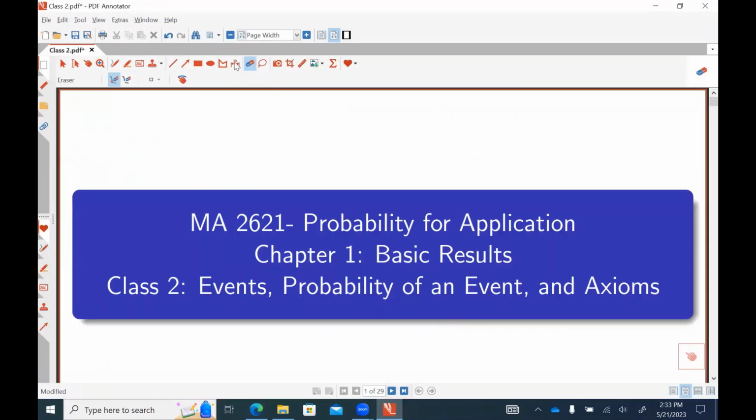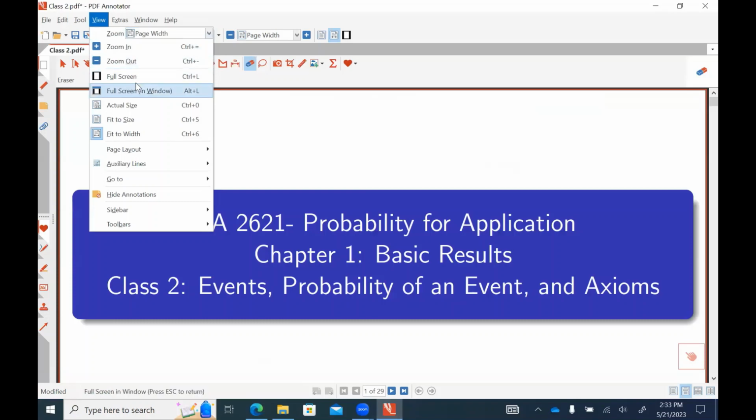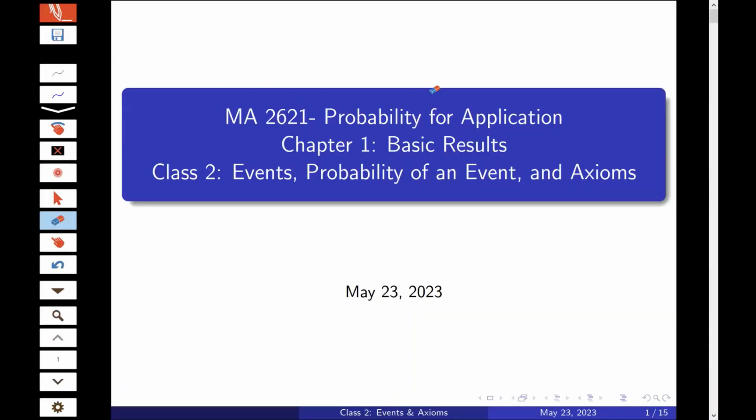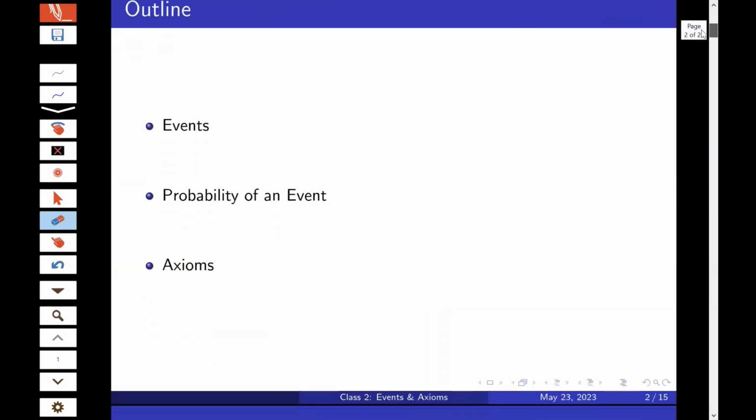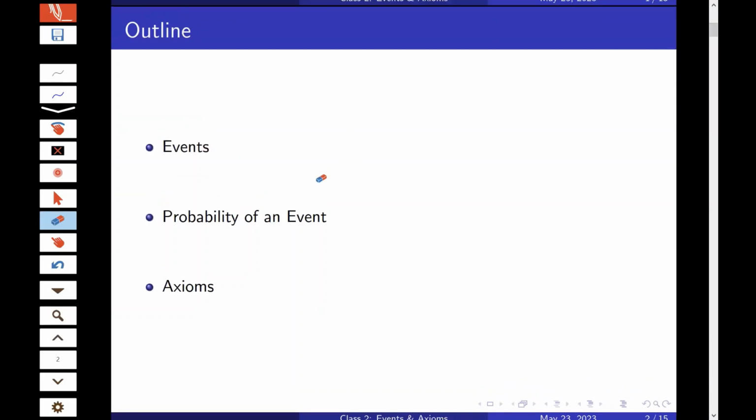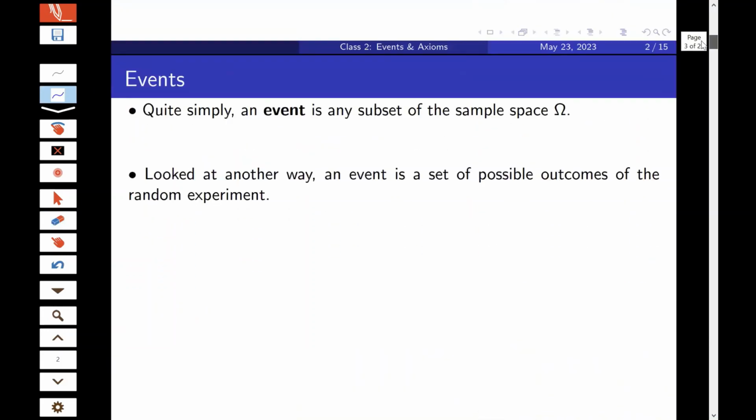Okay, so let's begin. I'm going to put this one into full screen mode. Let's go to the outline of the class today. We will define what an event means, then we discuss how to find the probability of an event, and then we discuss the axioms of the probability concept.